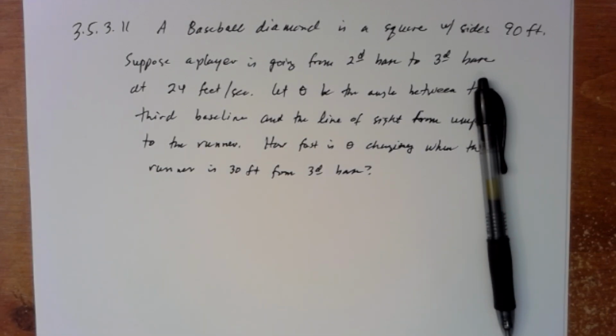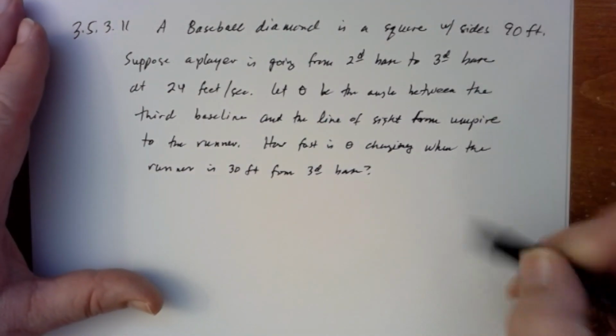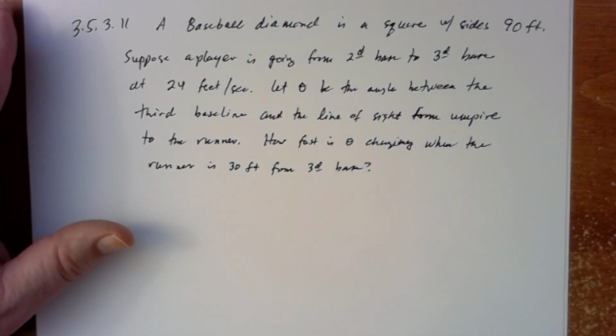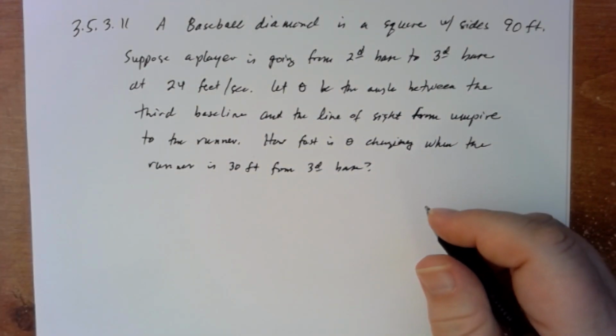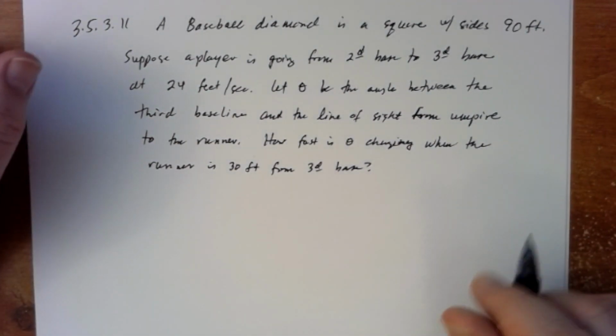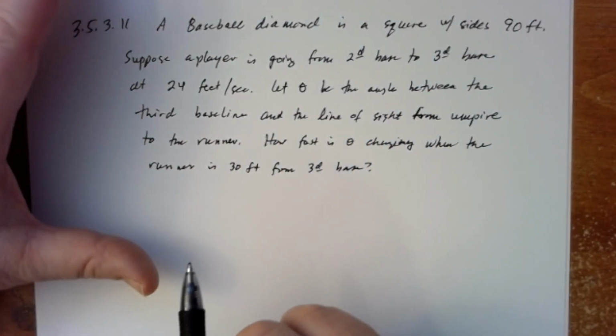All right, let's try this baseball diamond problem from the related rate section. So hopefully we can get through it. I'm not sure if everybody's actually played baseball. I know I've got a few childhood nightmares from baseball, but let's see if we can get through this. Okay, so a baseball diamond is a square with sides of length 90 feet.